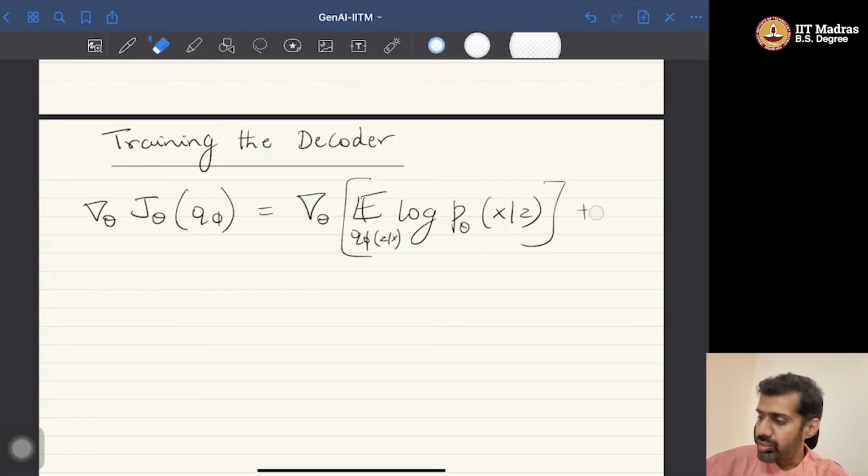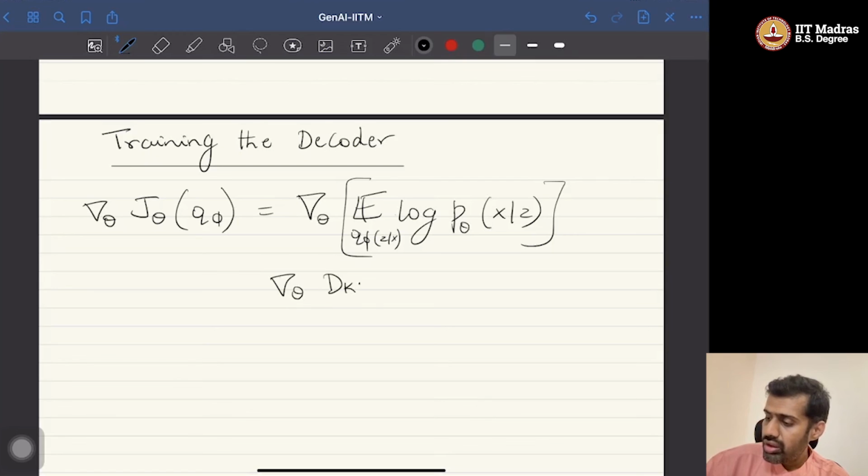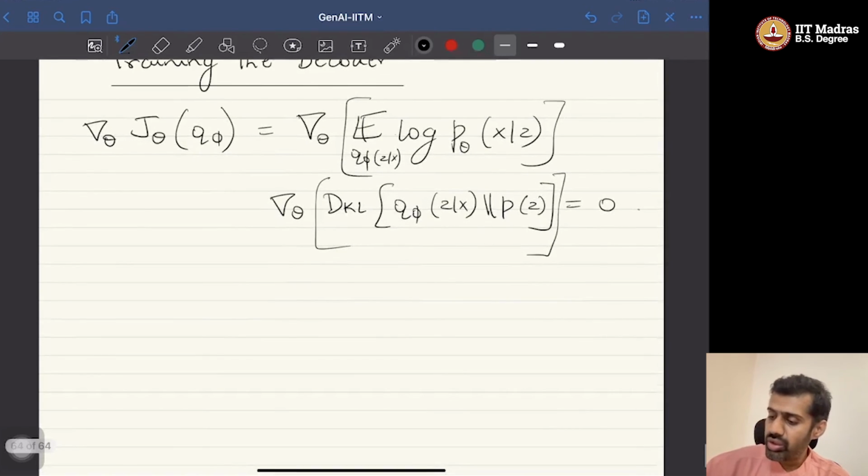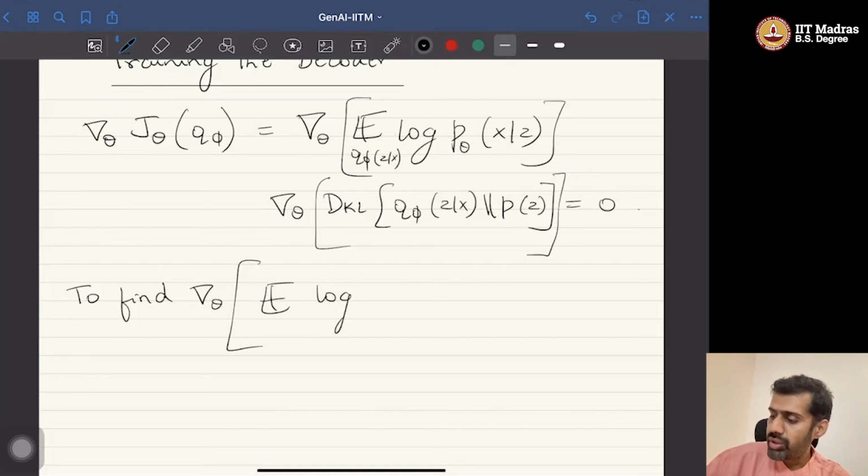The second term can be ignored, because the second term, the KL divergence between q phi of z given x and p of z, is independent of theta. Please note that we made our p of z independent of theta by making it a constant. So I can just ignore that. All I need to do is find the gradient of this expression, which is the first term in the ELBO, with respect to the decoder parameters theta. So how do I do that is the question.